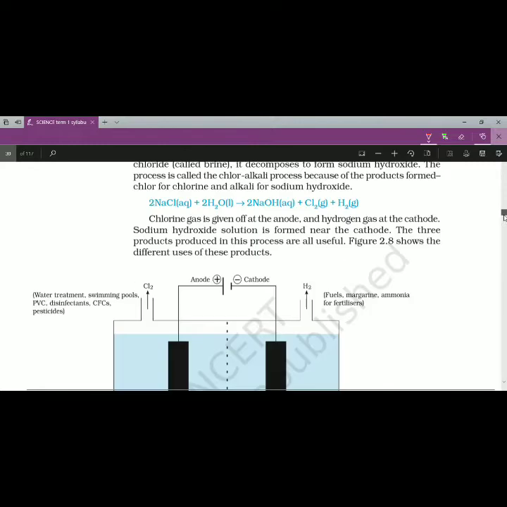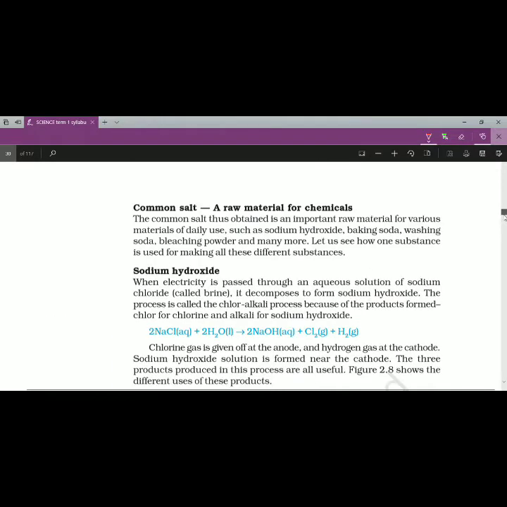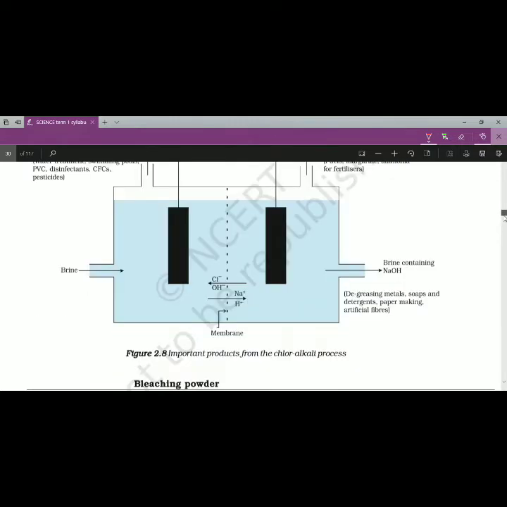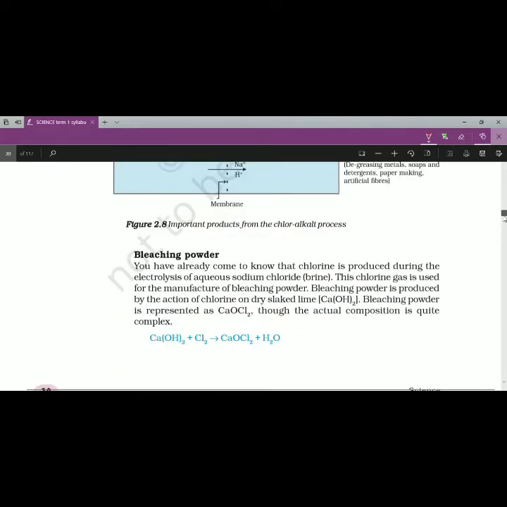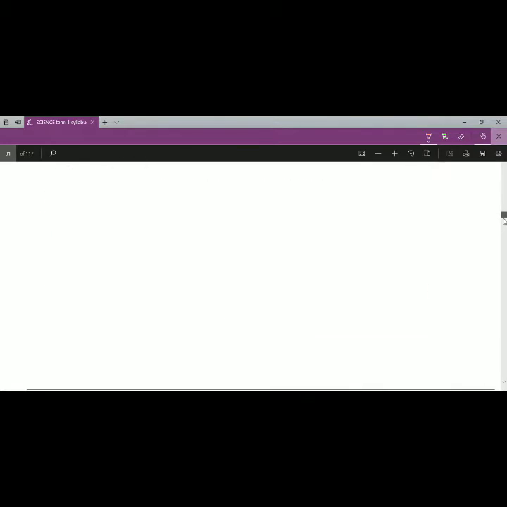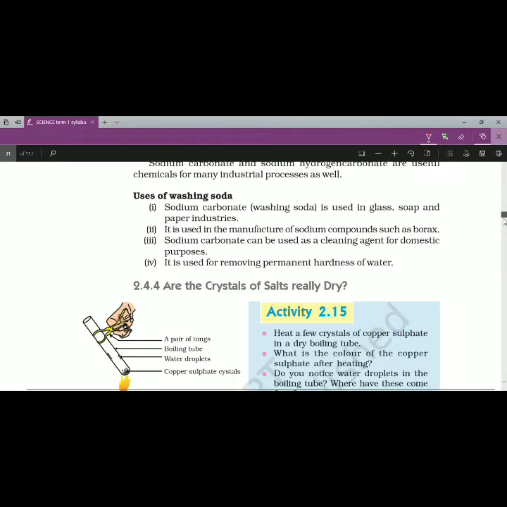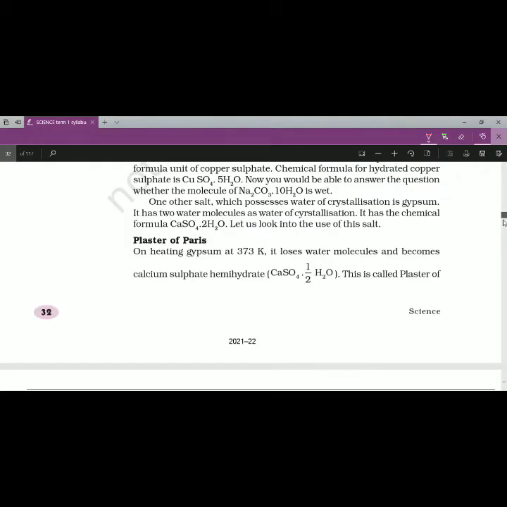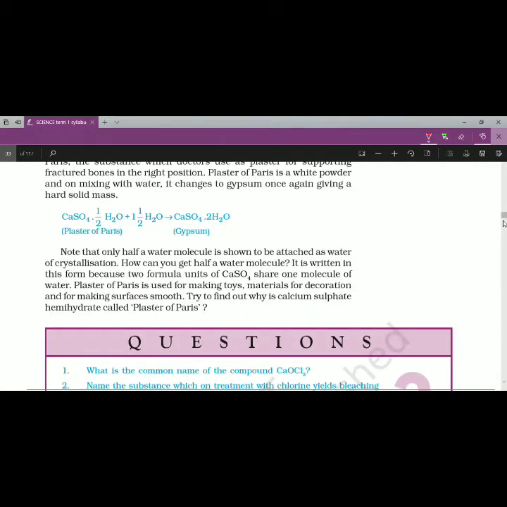Family of salts, then after that sodium hydroxide, NaCl, that is sodium chloride. On the basis of sodium chloride, which compounds are formed? Bleaching powder, chemical name, common name, their reactions, their preparations. Last topic is very important. Washing soda, plaster of Paris, gypsum.